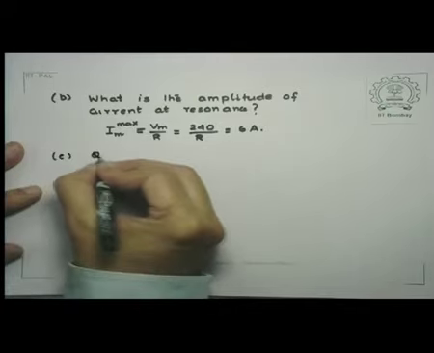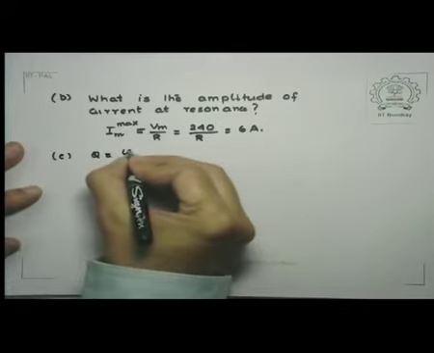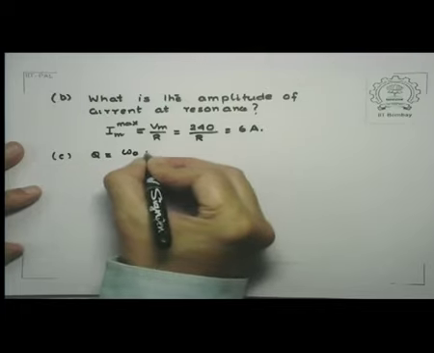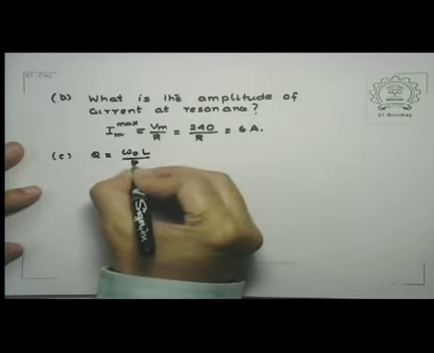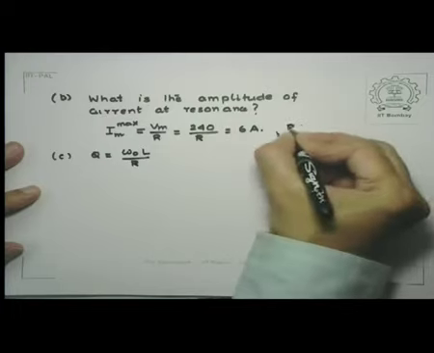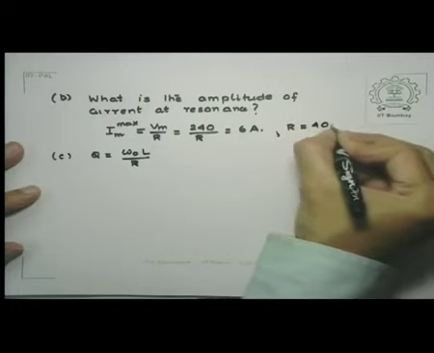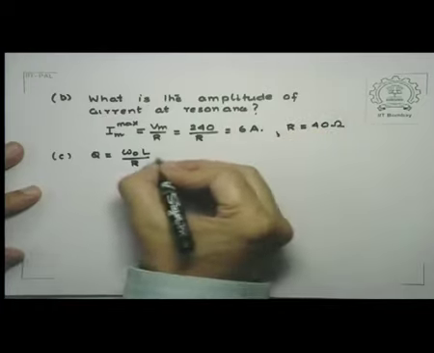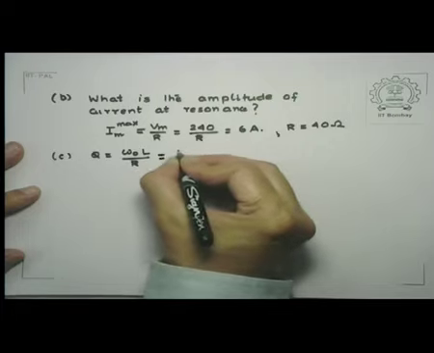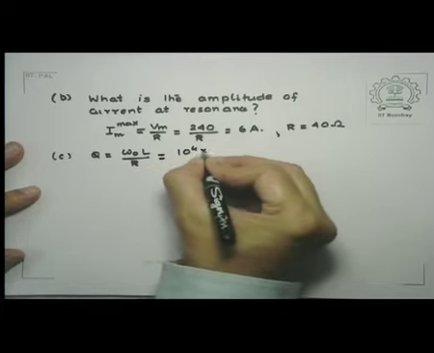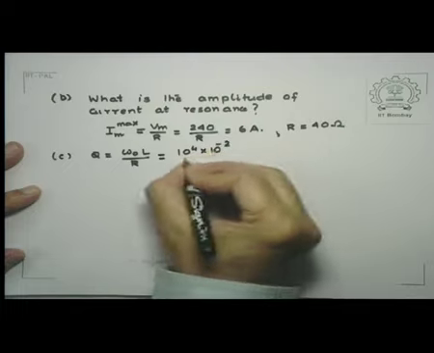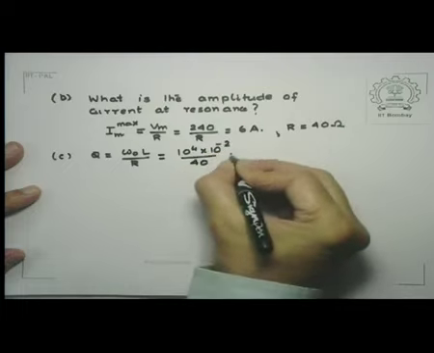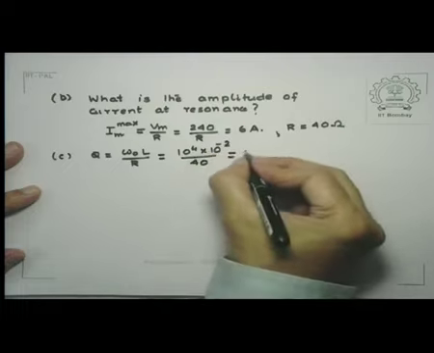And the quality factor is given by omega 0 L divided by R. Here R was of course 40 ohms, and so that's equal to 10 to the power 4 times L, which is 10 to the power minus 2, divided by 40, so that's equal to 2.5.